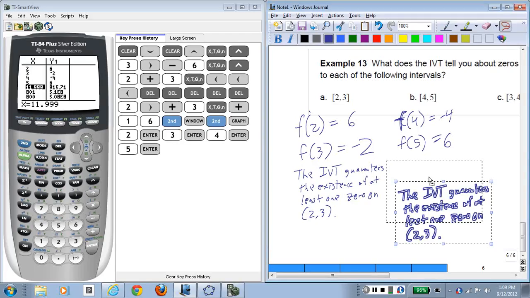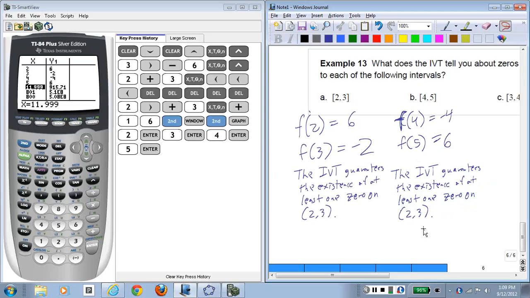The intermediate value theorem also guarantees the existence of at least one 0 on the open interval from 4 to 5. There's not a 0 at 4, there's not a 0 at 5, but a 0 is between negative 4 and 6. And because it's a continuous function on the closed interval 4 to 5, f takes on every value between negative 4 and 6, so in particular it takes on the value 0.